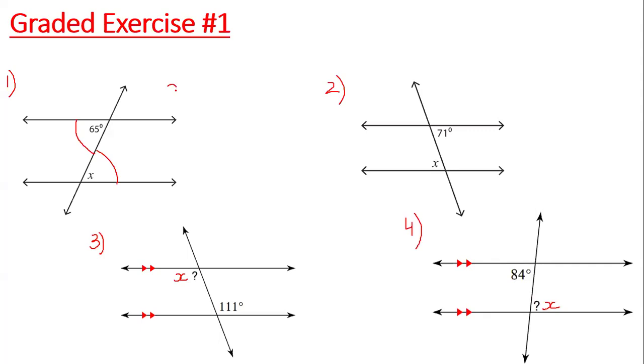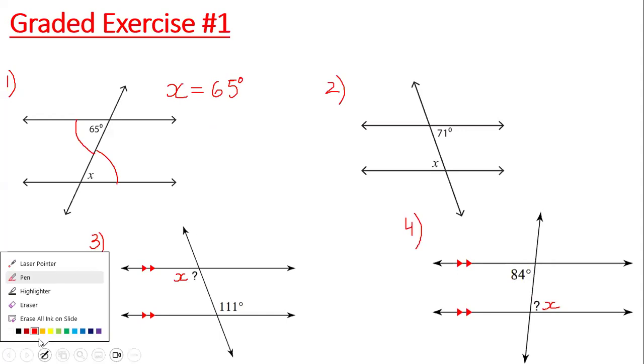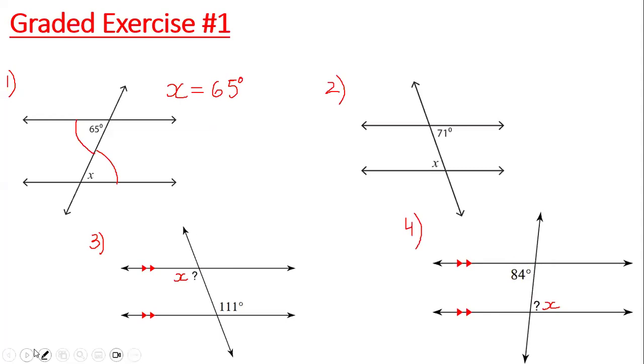Are we writing this down? Yes, you're writing this down. So X is 65 degrees. Why is X 65 degrees? Because alternate angles are equal. Why is X 65? Because alternate angles are equal.